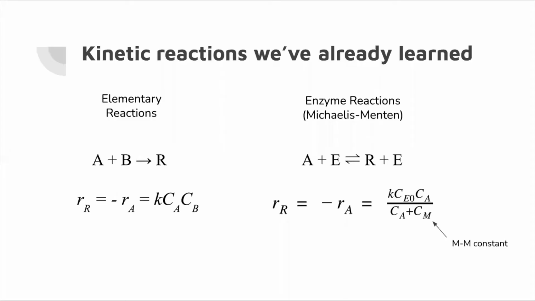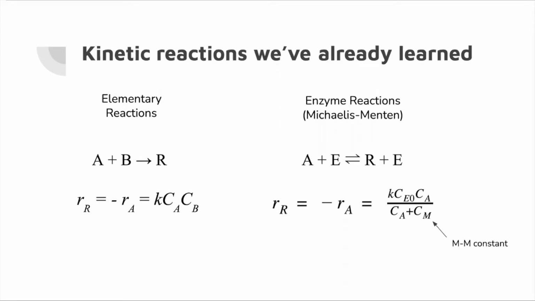To begin, we can review some types of kinetics that we have already learned. First, we have the elementary reactions. This is the simplest type of kinetics and can be characterized by reactions where the reactants have a direct and proportional effect on the product's concentration. The rate equation is defined by the concentrations of the reactants and a rate constant K.